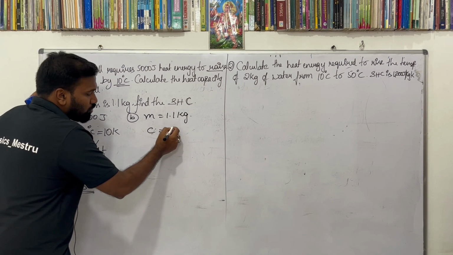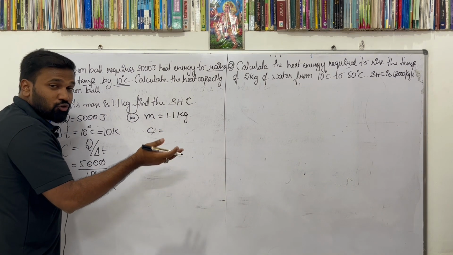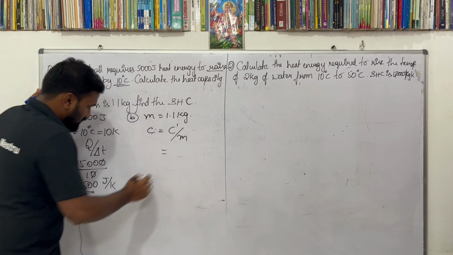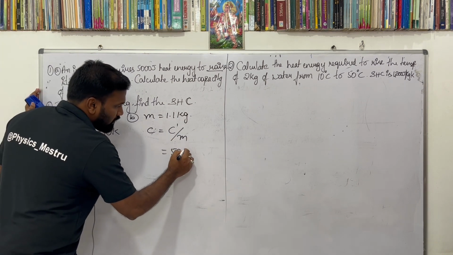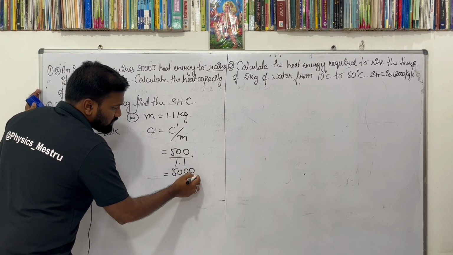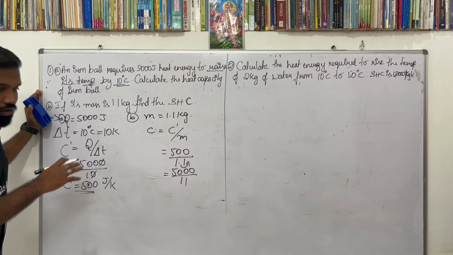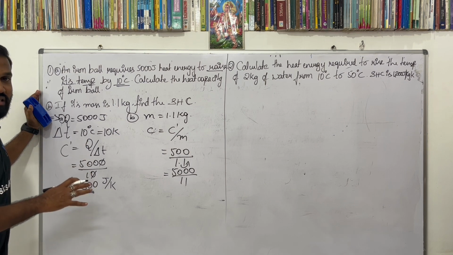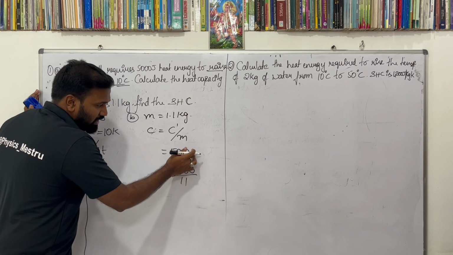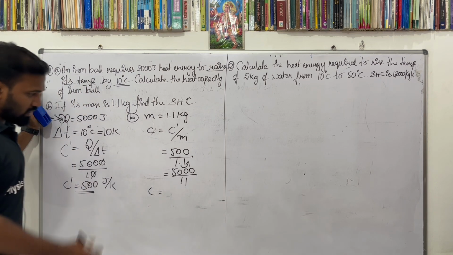C is the amount of heat required to raise the temperature of unit mass by 1 degree Celsius. That means C dash divided by M. What is the value of C dash? That is 500. What is the value of M? That is 1.1. So if we solve, it will become 5000 divided by 11. Don't go on solving if decimals are there. If decimals are there, try to convert them into fractions. If I move the point to the right side, I have to put 0 in the numerator. Now just pause this and solve and get the answer.